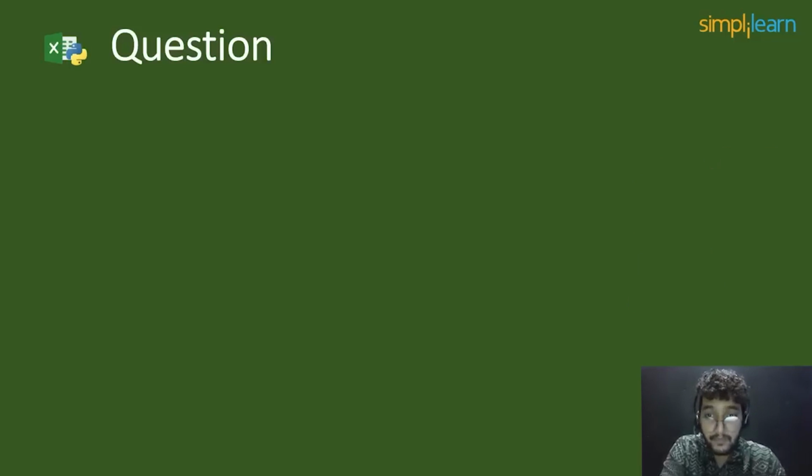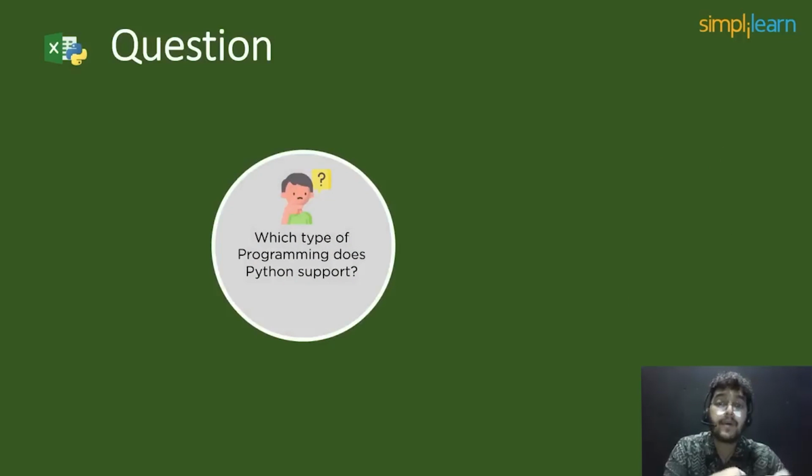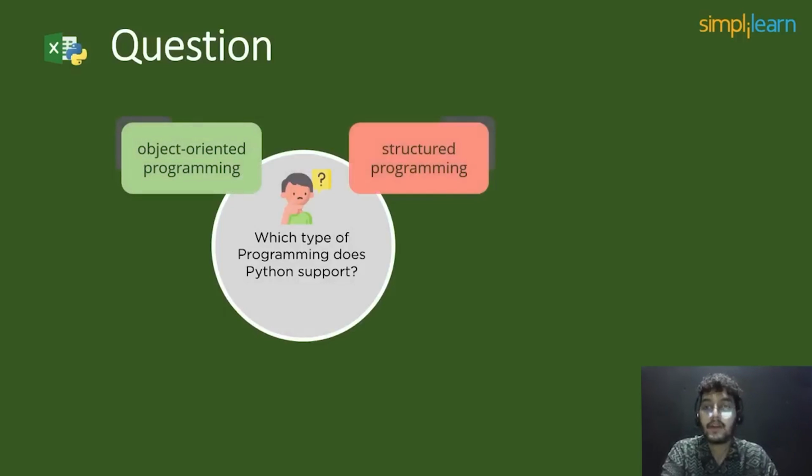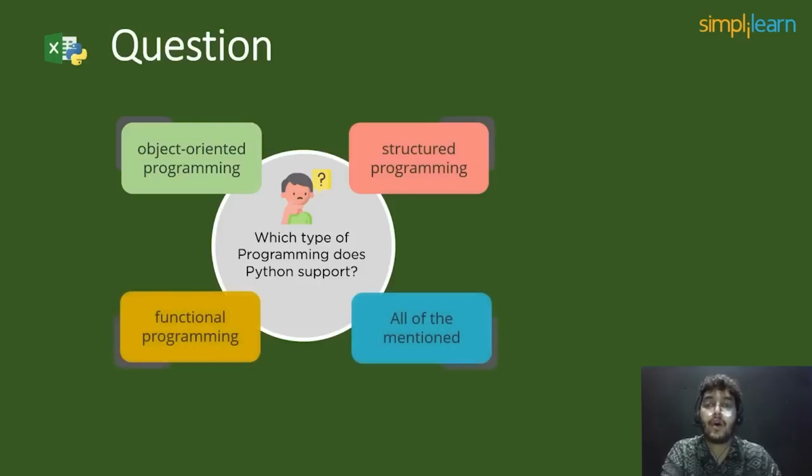So the question is, which type of programming does Python support? Object oriented programming, structured programming, functional programming, or all of the mentioned. So I'm repeating again, which type of programming does Python support? Option A, object oriented programming. Option B, structured programming, functional programming, and all of the mentioned.